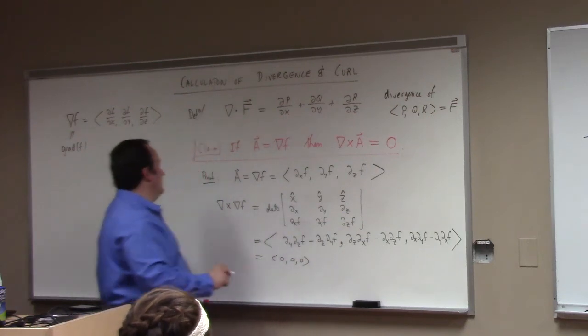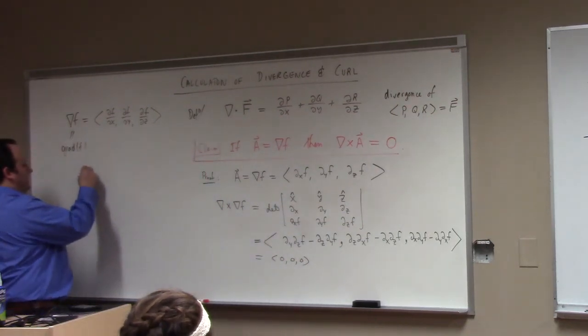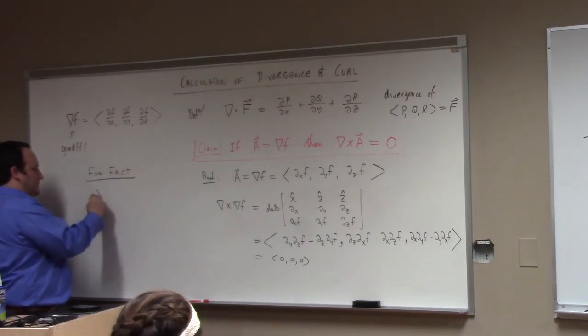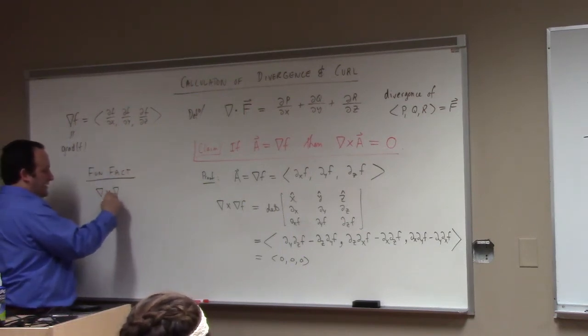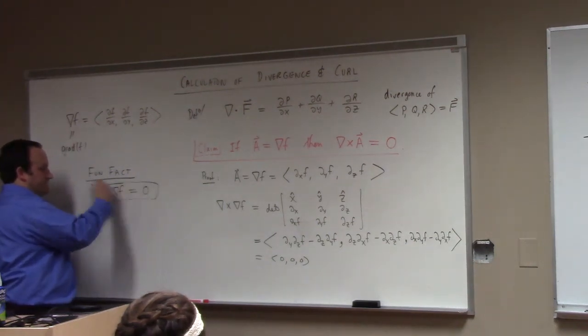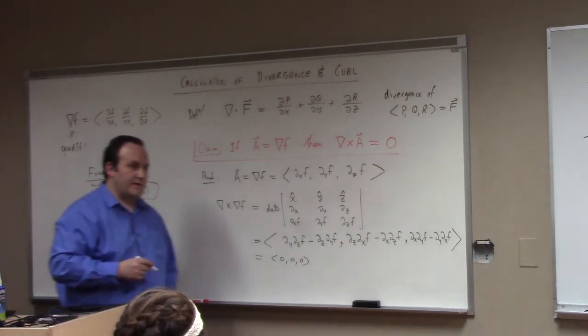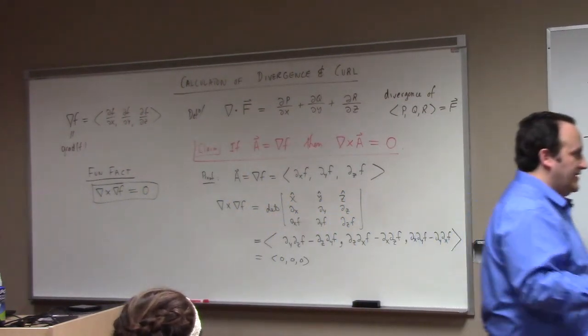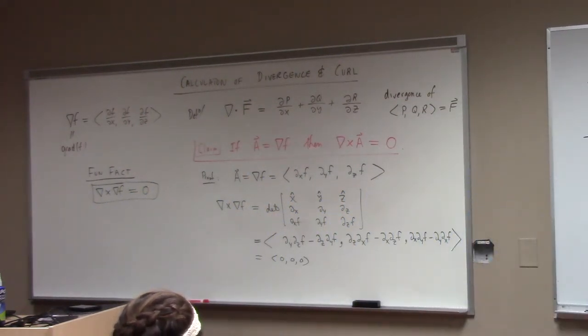And by the way, we just got a fun fact on the way, right? What's the fun fact we just learned? The curl of a gradient is straight up 0. If you take the curl of a gradient, you get 0. So what does it say? This says if we're given a vector field, we can calculate the curl of it. If the curl is non-zero, guess what? It's not a conservative vector field.